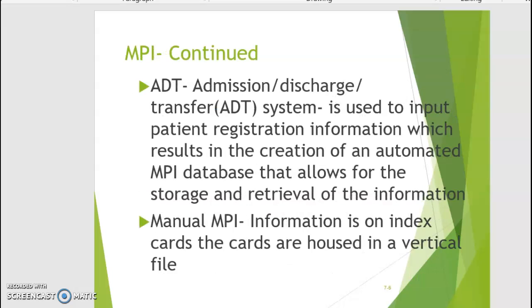And remember, we talked about admission discharge transfer system earlier on. This is used to input patient registration information, which results in creation of automated MPI database. A manual MPI is information, again, on index cards. These are housed in a vertical file. And if anybody has ever seen one of these, email me because I would love to hear about it. You do not see these anymore. These are long gone.